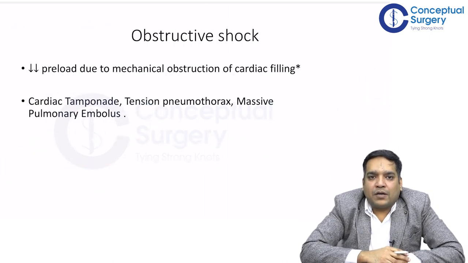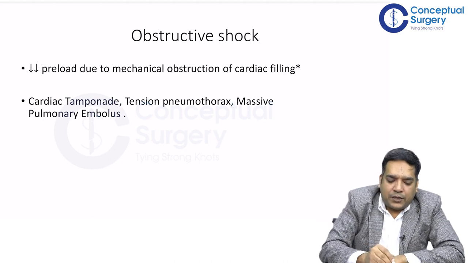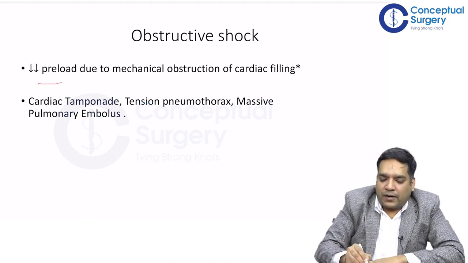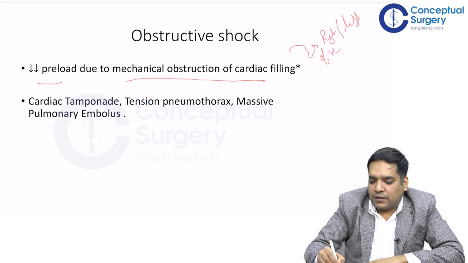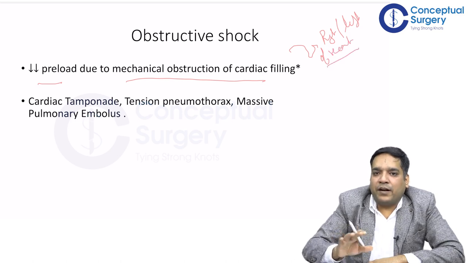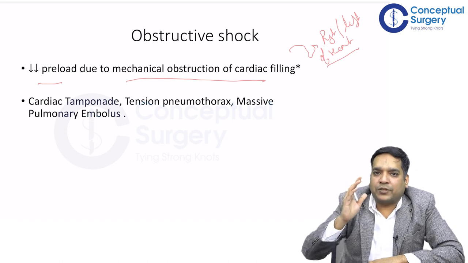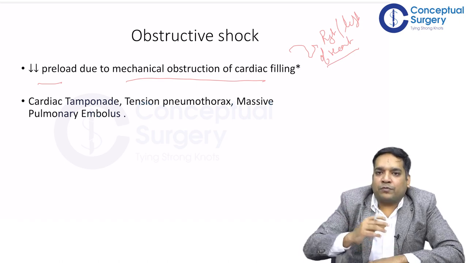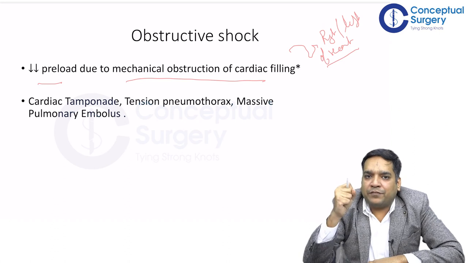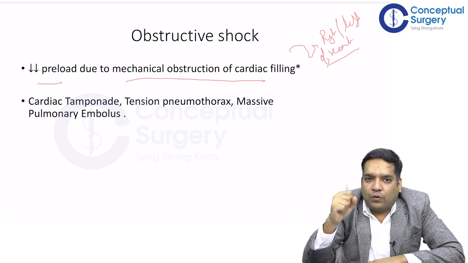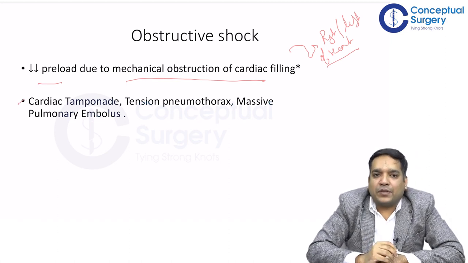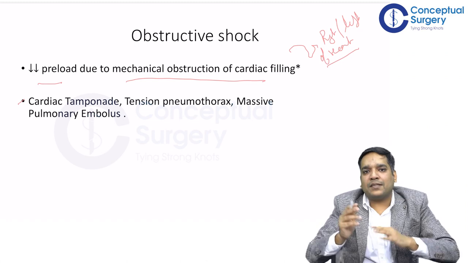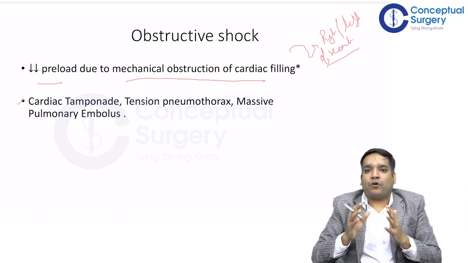So what is obstructive shock? Obstructive shock is decreased preload due to mechanical obstruction of cardiac filling. Here the right or left chamber of the heart is not able to get filled with blood because there is some mechanical obstruction. Because of improper or less filling, there is a decreased preload, right? What are the causes? Causes could be cardiac tamponade, tension pneumothorax, and massive pulmonary embolism. All these factors will lead to improper cardiac filling.